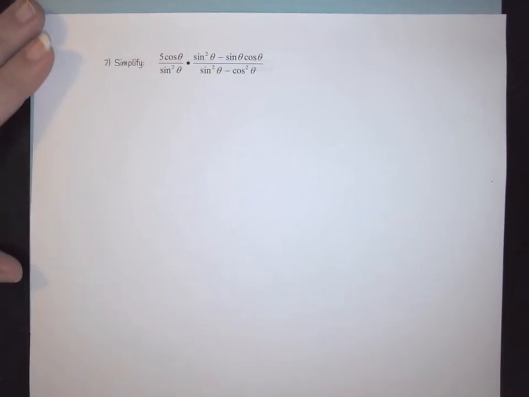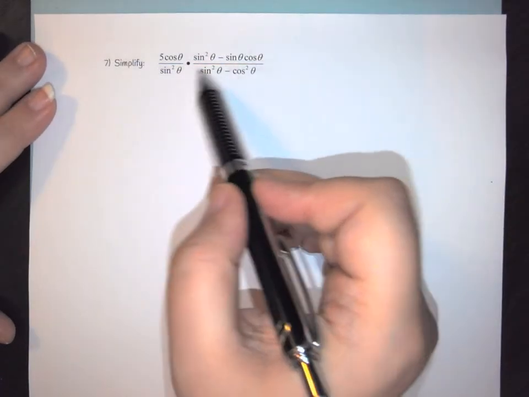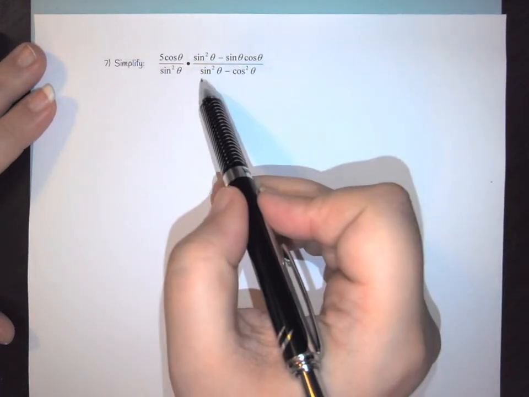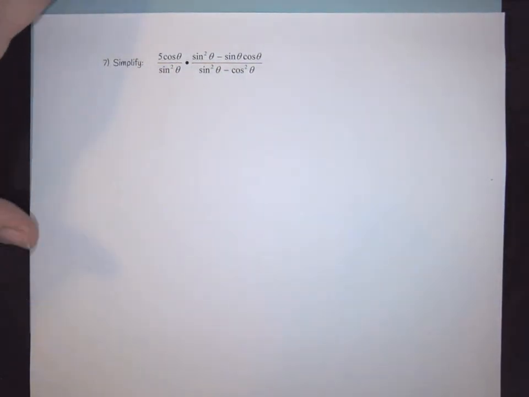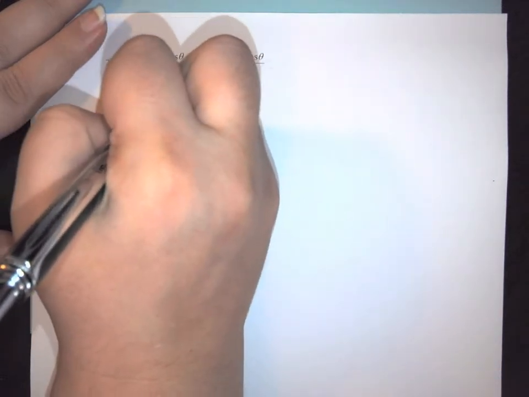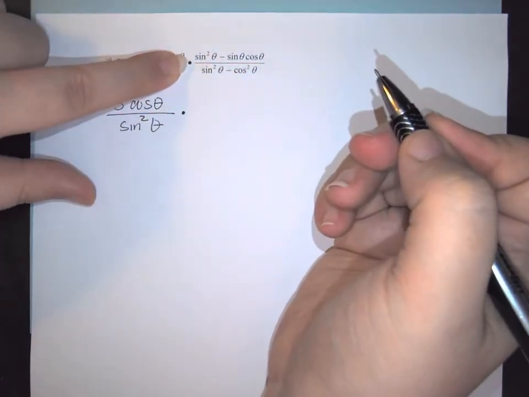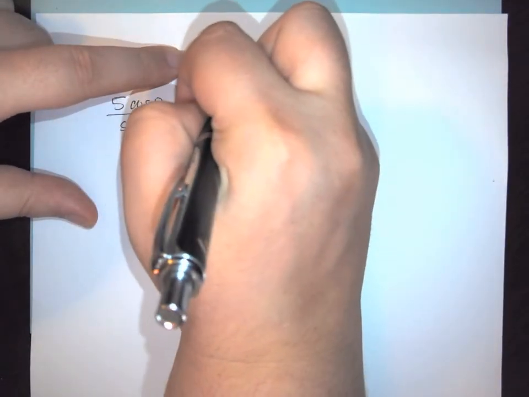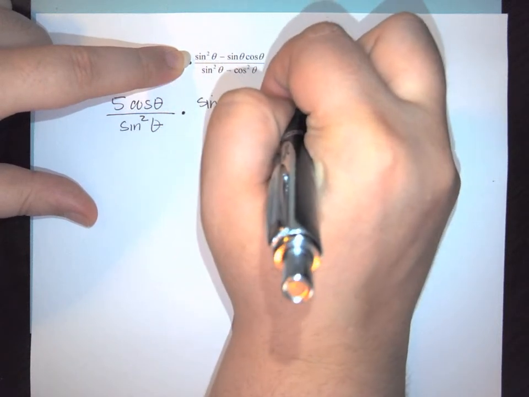So here I have 5 cosine of theta over the sine squared, and then I have sine squared minus sine cosine, and I have sine squared minus cosine squared. So I have to start trying to reduce some of this. First, I'm going to leave my initial fraction alone. So this is going to be 5 cosine of theta over the sine squared of theta. And instead, I'm going to look at my second fractions and see what I can do. In the top here, I can pull a sine out. So if I pull out a sine, what's left is going to be sine of theta minus the cosine.